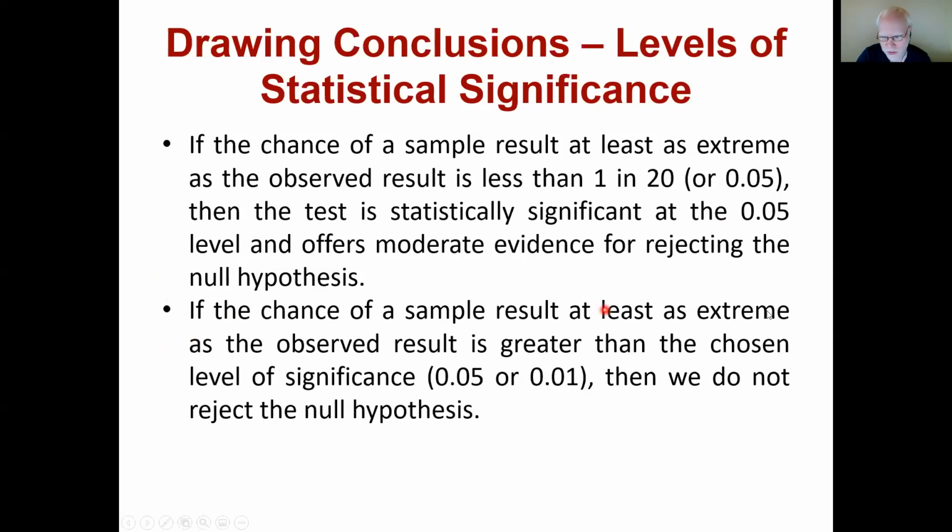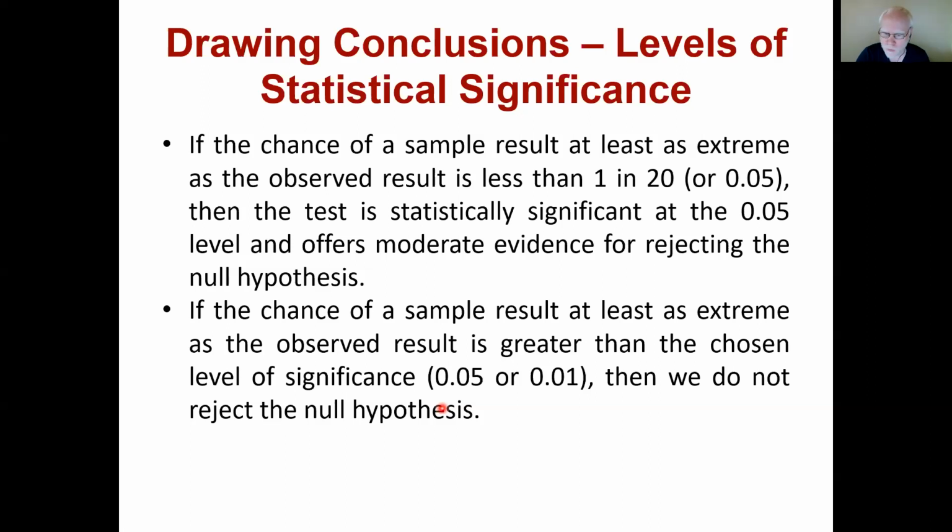And if the chance of a sample result at least as extreme as the observed result is greater than the chosen level of significance, 0.05 or 0.01, then we do not reject the null hypothesis. And so that's where I said that fail to reject is a little ambiguous and why we can't accept the null hypothesis. Because, for example, you could have only a 10% chance of getting 0.64 if the population proportion is 0.5, say. That's still only a 10% chance of getting it. That's still quite unlikely, right? That still means 9 times out of 10, you would not be getting that.